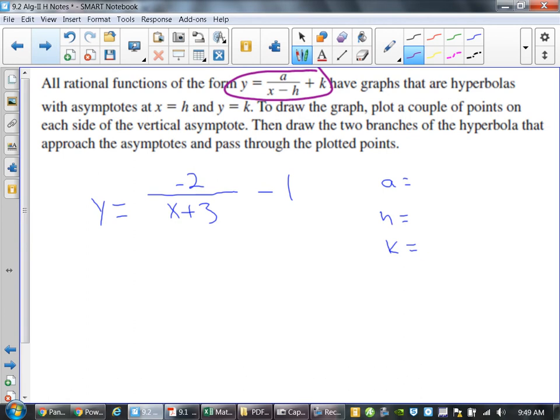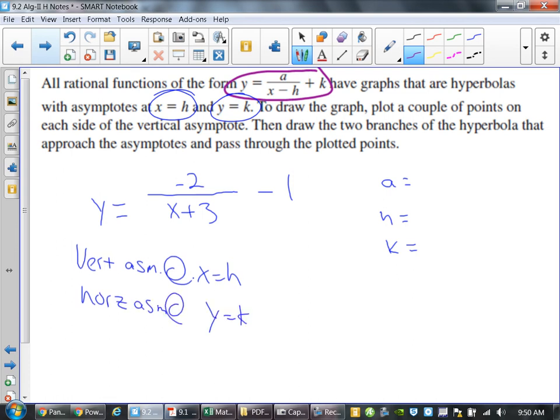So here's what happens. We're going to have asymptotes now. You're going to have your vertical asymptotes at x equals h. Your horizontal asymptotes will be at y equals k. But I want you to notice that it's your generic formula, y equals a over x minus h, plus k.